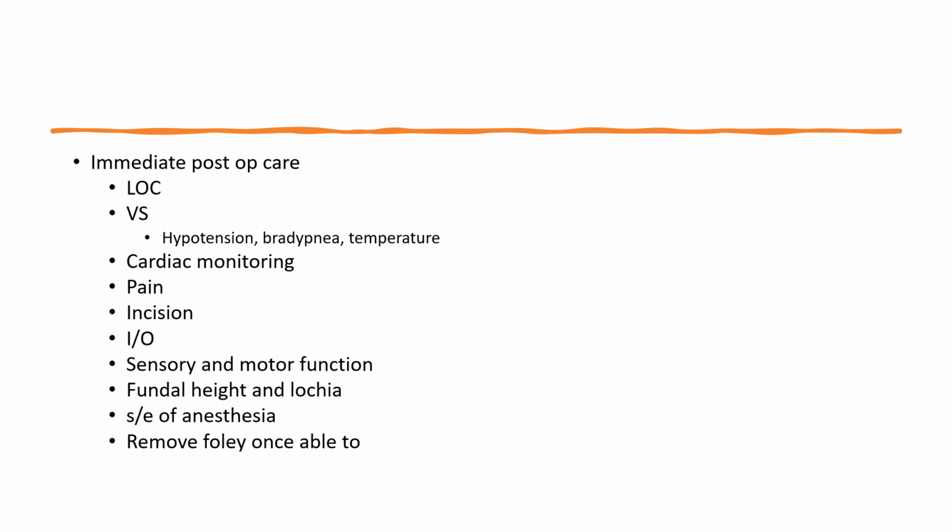You're going to monitor her pain, her incision for signs of oozing or bleeding or separation. You're going to have her on eyes and nose. You're going to monitor her sensory and motor function. As that spinal wears off, she'll be able to start moving her toes. You're going to do frequent assessments of her fundus and her lochia, or vaginal bleeding. Monitor her for side effects of anesthesia, and try to get that Foley out as soon as possible. Usually that's more like 6 to 12 hours later.